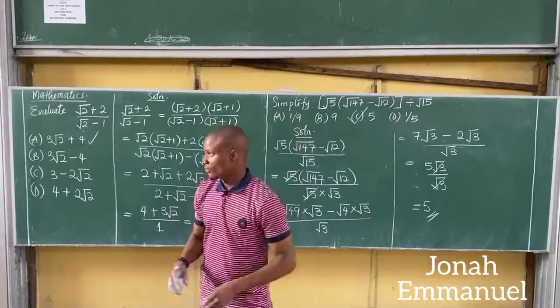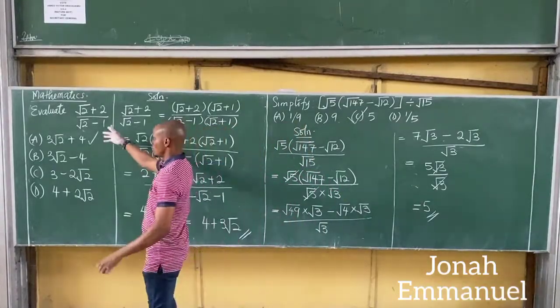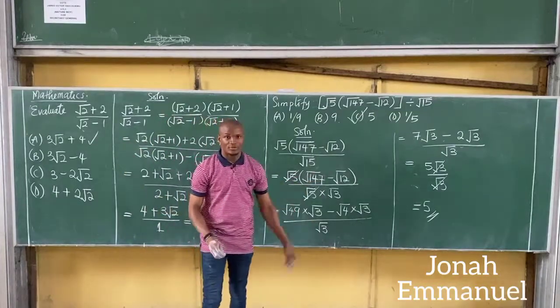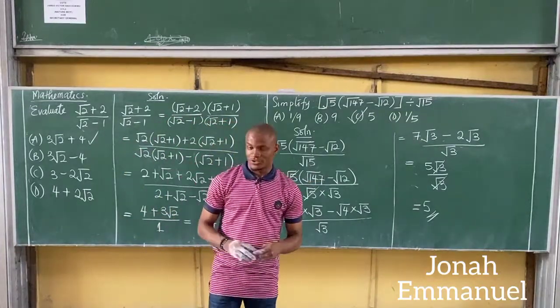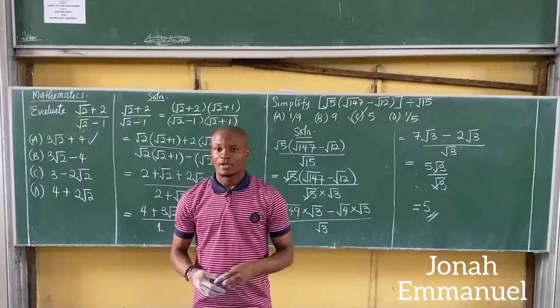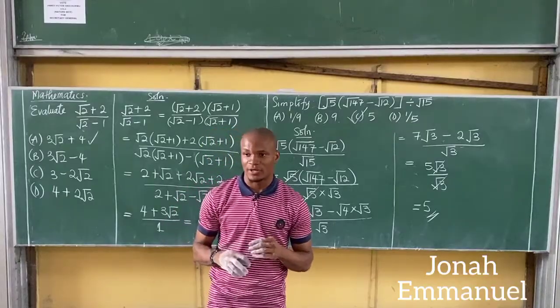Alright, so these are like options you see. Either something of this nature or something of this nature. Alright, so that's it on surds. Next class, we'll look at another topic in maths.